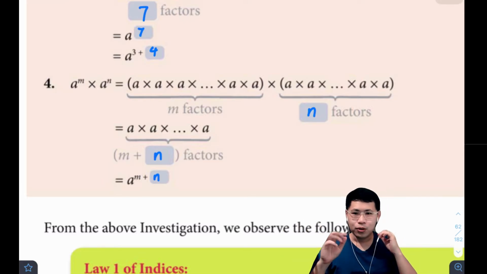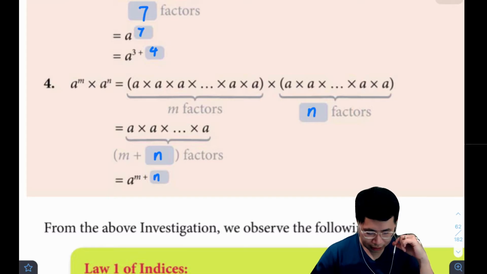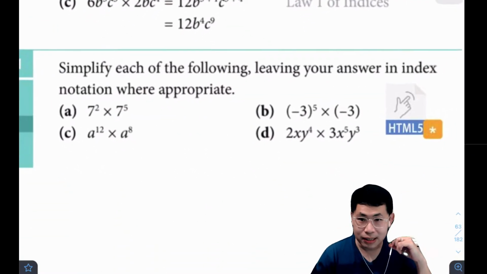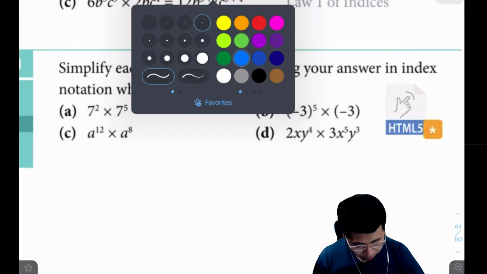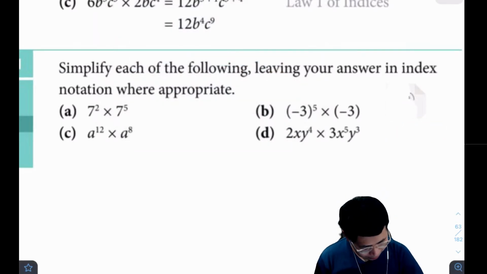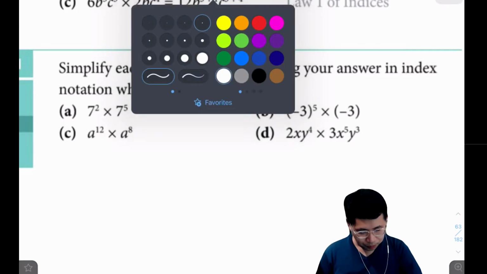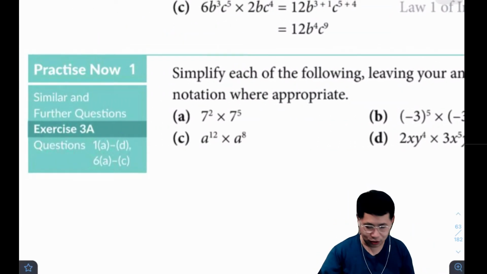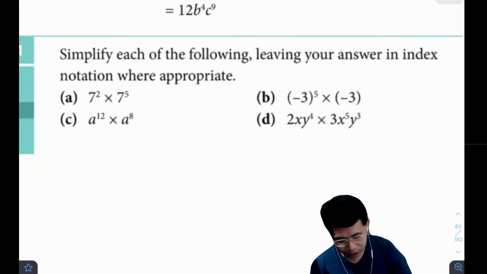I'm going to move on a bit to practice now 1. Let us take a look at some examples over here, and let me get rid of this annoying thing for a while. Alright, so let's come back to this. So practice now 1 at the next page. Let us try and see what is going on over here.